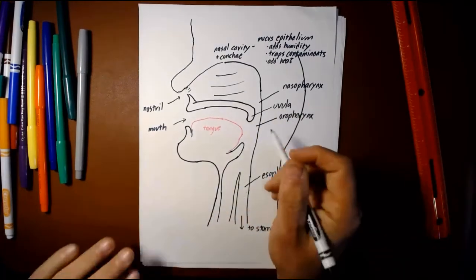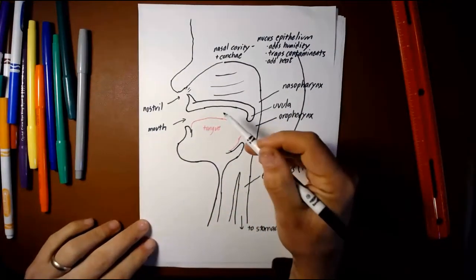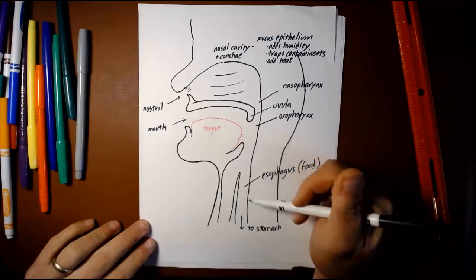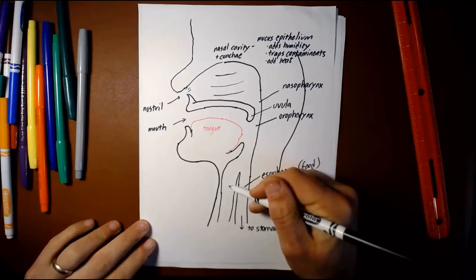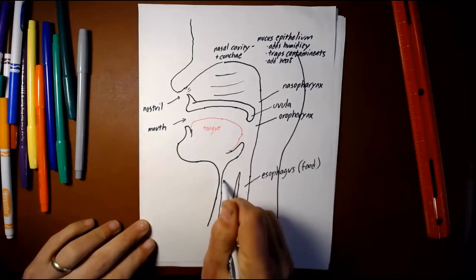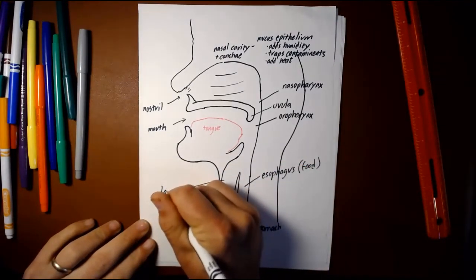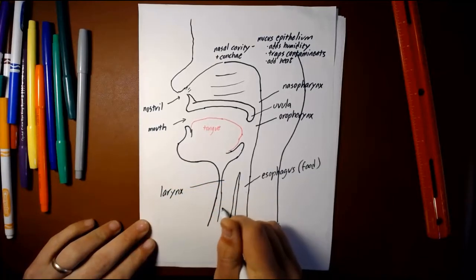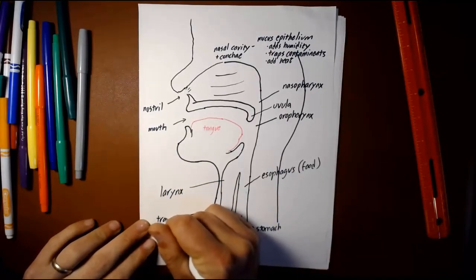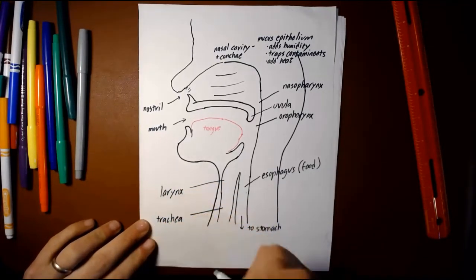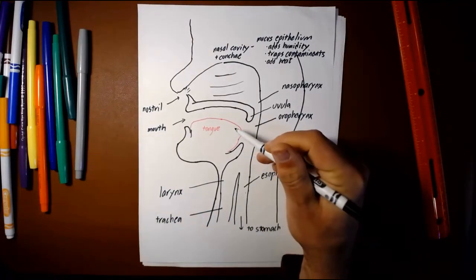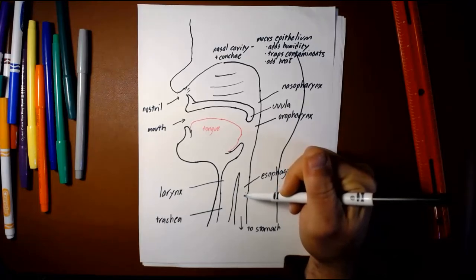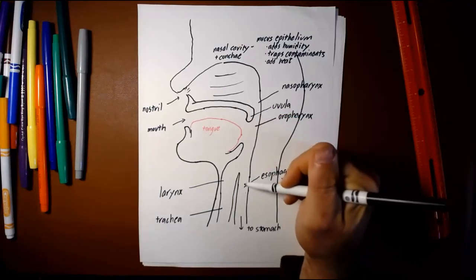Anyway, so when we want food to come in here, we want food to come down and then go down the esophagus. But air coming in through the nasal cavity, we want that to go down this passageway into this structure here, which is called the larynx. And then down below that into the trachea. So the question is, how do I make sure things go the right way?